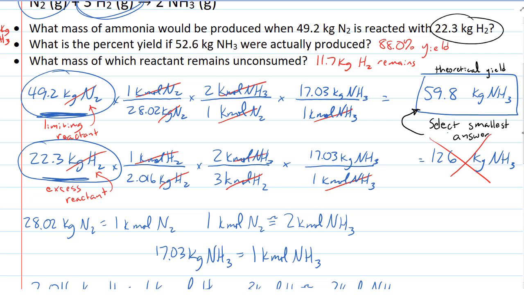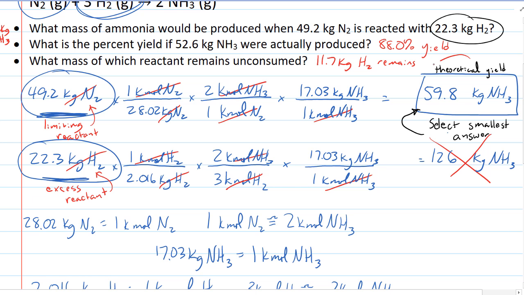And why do we pick out the one that's the smallest? Because we've run out of one reactant before. Right, exactly. We run out of one reactant. So in this case, we're running out of the N2, which means we have H2 left over. Okay, then, next step on here was to calculate the percent yield if 52.6 kilograms of NH3 were to react.